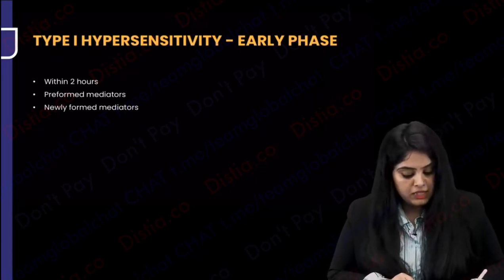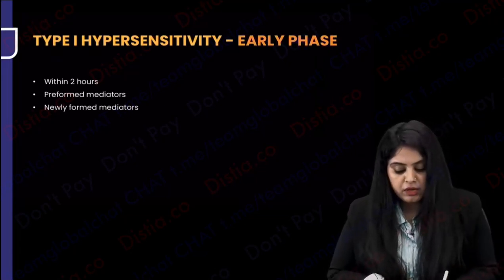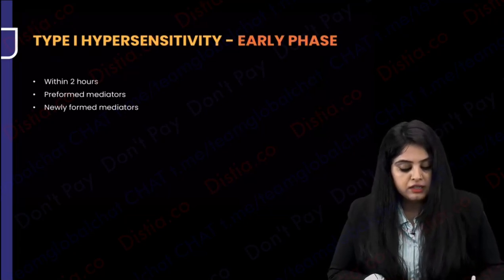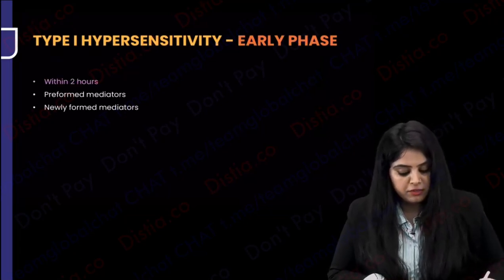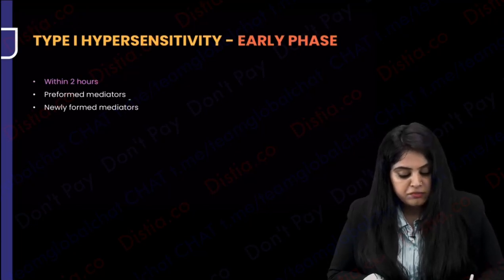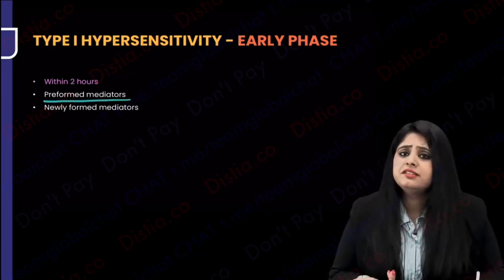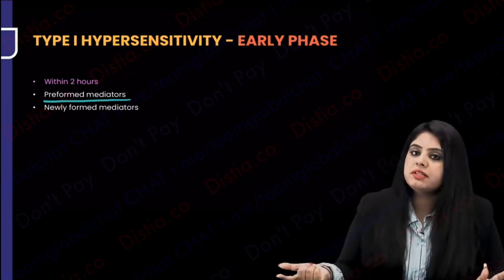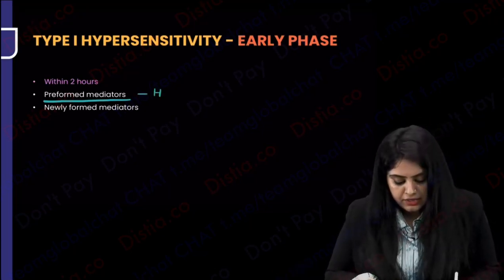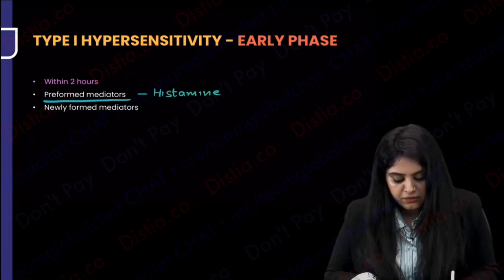Please remember, the early phase that I am talking about occurs within 2 hours, and this is because of the release of preformed mediators. Like for example, histamine. Histamine is preformed. Now you remember that from your inflammation chapter. There is release of histamine that occurs from where? That occurs from the mast cells.